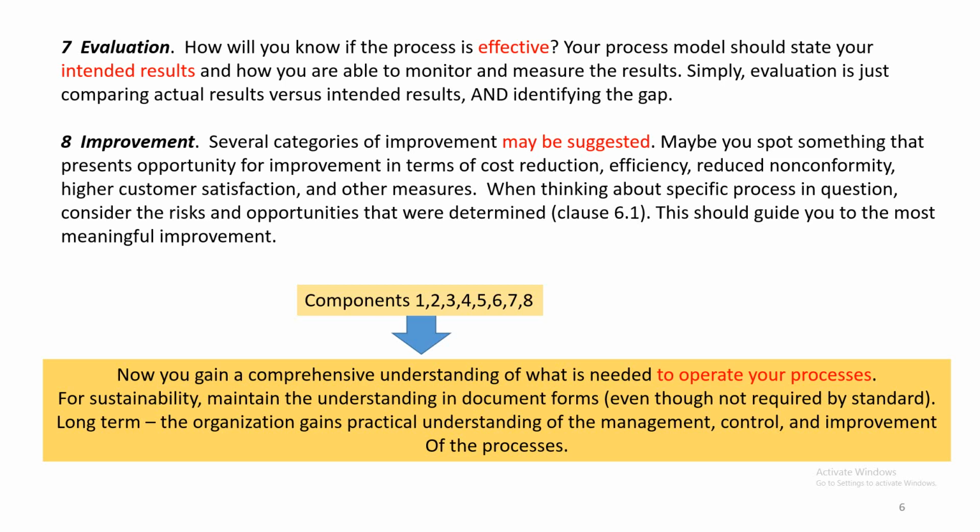Okay, now that components 1, 2, 3, 4, 5, 6, 7, 8 are there, you are now looking from the bird's eye view. You are gaining comprehensive understanding of what is needed to operate your process. Just one process, yeah, there are so many other processes, but one process has these 8 components. So for sustainability, you are to maintain the understanding in document forms, even though not required by standards.